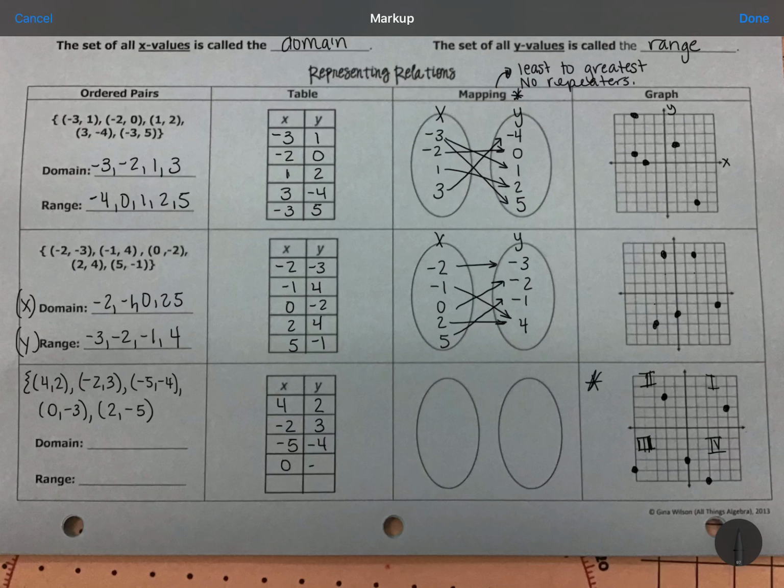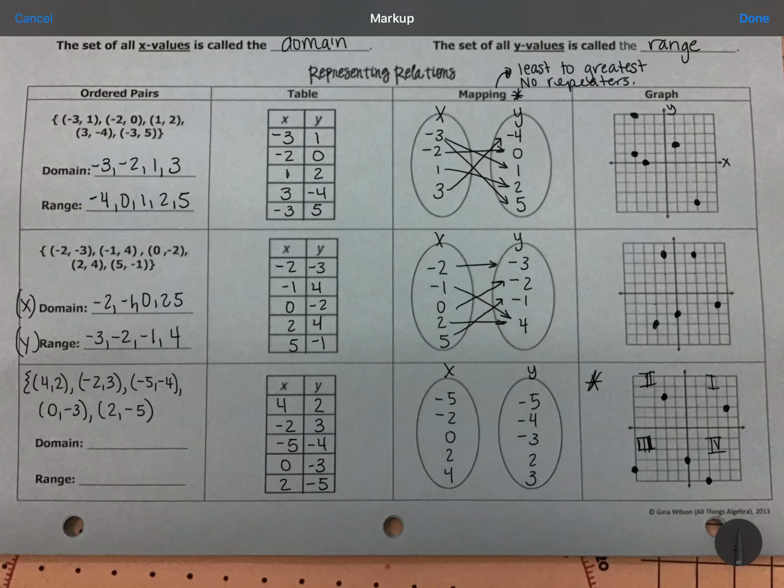Make sure that your X's and your Y's are lined up. Doesn't matter who you write in there first. X bubble, Y bubble, in order from least to greatest, so -5, -2, 0, 2, and 4. And -5, -4, -3, 2, and 3.